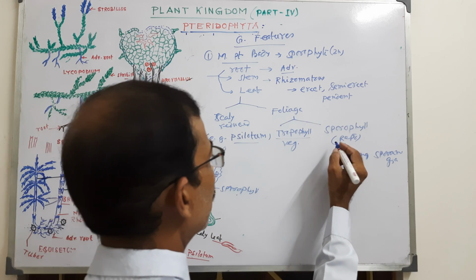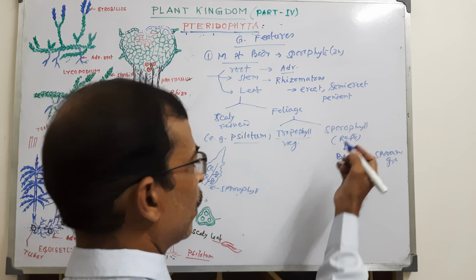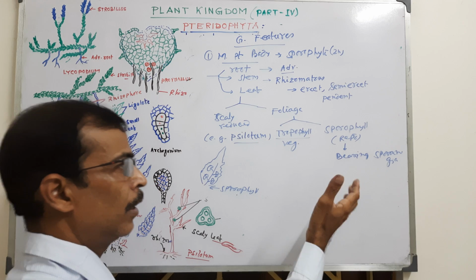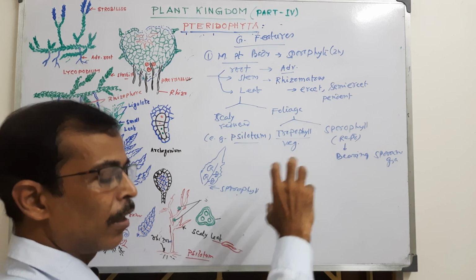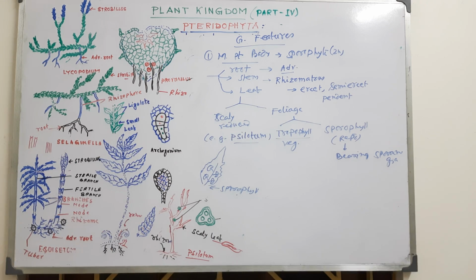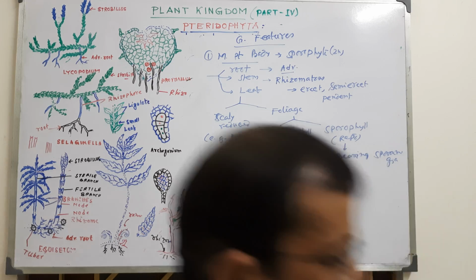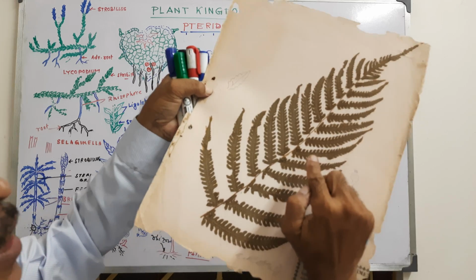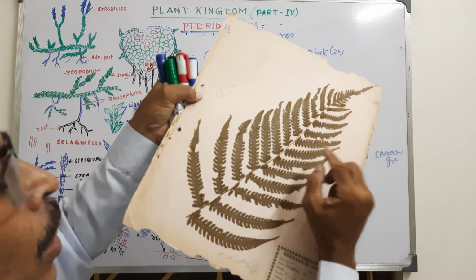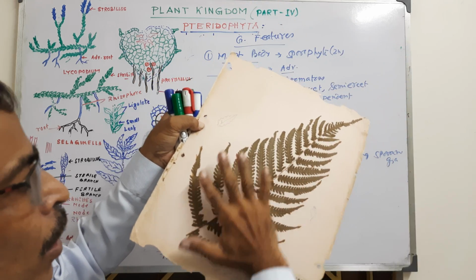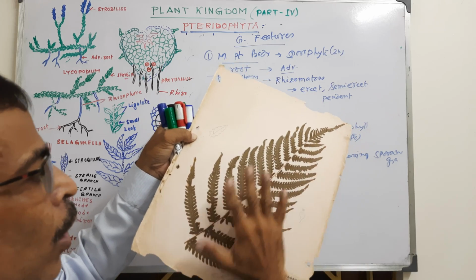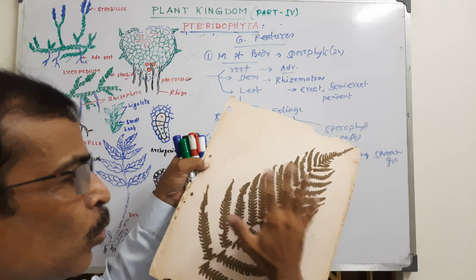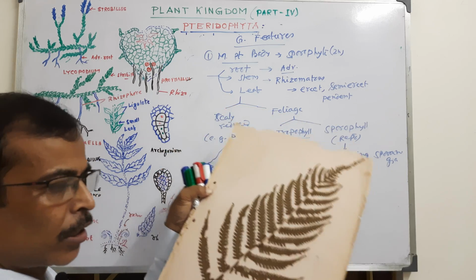Sometimes sporophyll may be present in single form. Look here, this is one type of tree. These are sporophylls, these are the sporangia, and all are sporophylls. So here sporophylls never form a compact structure, and in this way they sustain their life.